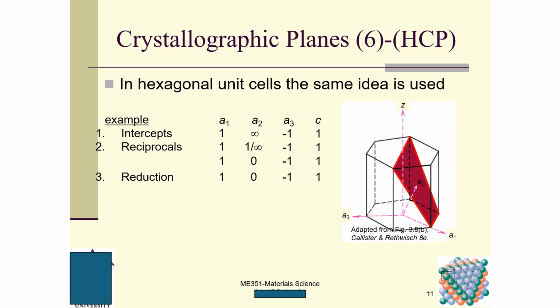1, infinity, because why is this one infinity? With this A2, because this plane is parallel to A2. And A3, okay, this is A3 here, and we just extend this one in the opposite direction. So -1. C, it intercepts the Z axis.